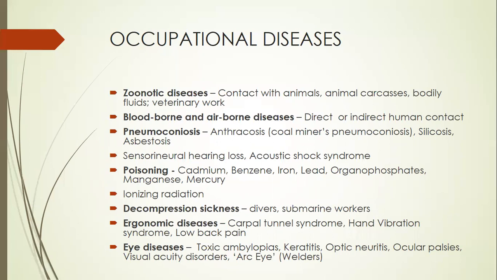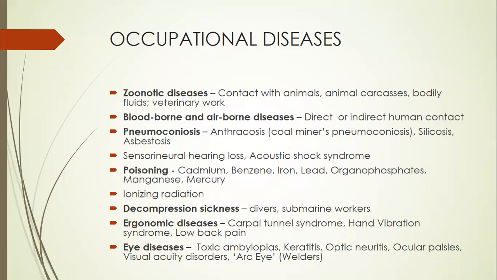Then we have sensorineural hearing loss or noise-induced hearing loss, and acoustic shock syndrome. Acoustic shock syndrome is simply a syndrome of symptoms that develop after somebody is exposed to a very large sound like a bomb or explosion. They're at risk of developing this syndrome. Poisoning can be due to very many different chemicals. These are just some of them: cadmium, benzene, iron, lead, organophosphates, magnesium, manganese, and mercury.